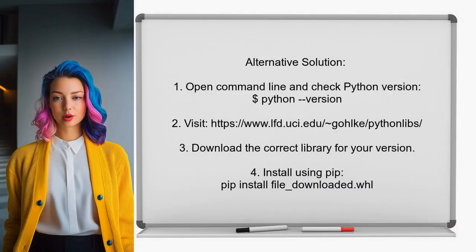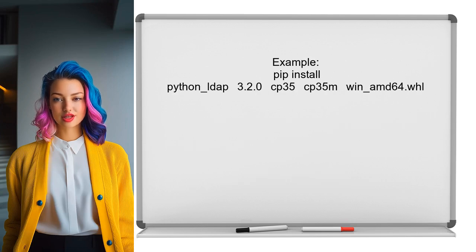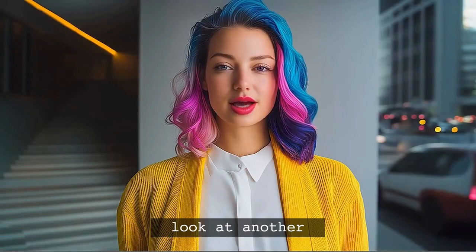An alternative solution provided by another user involves checking your Python version in the command line. Then, visit a specific website to download the appropriate library for your version and Windows system. Finally, install it using pip with the downloaded file. Let's take a look at another answer from another user.